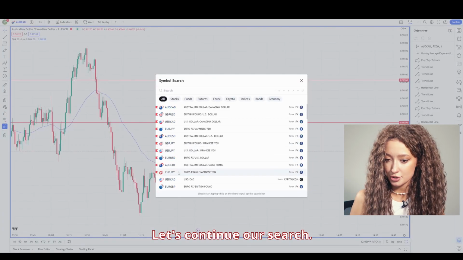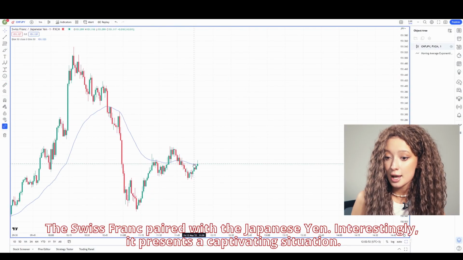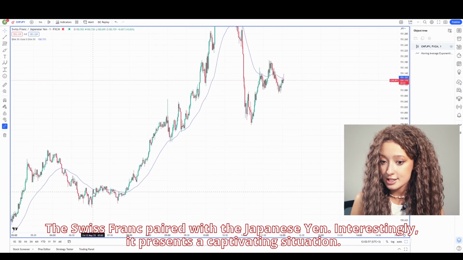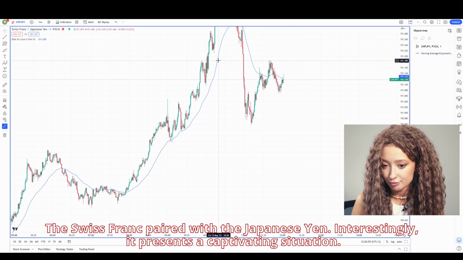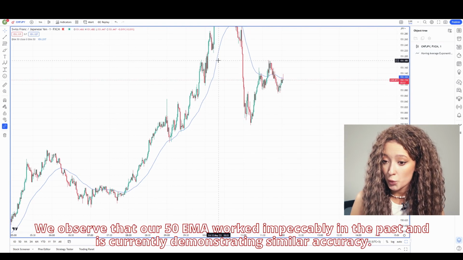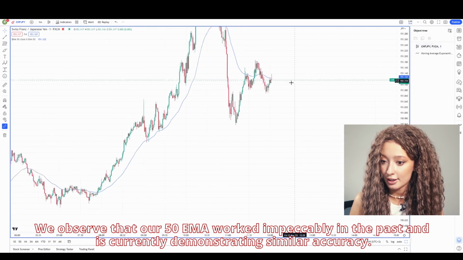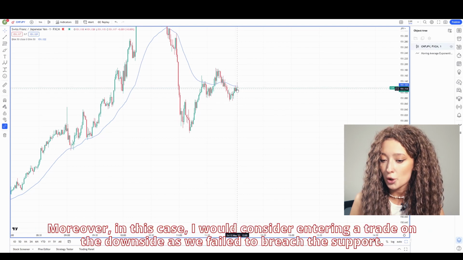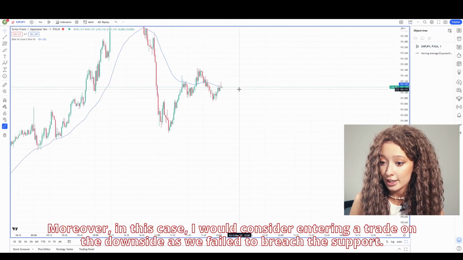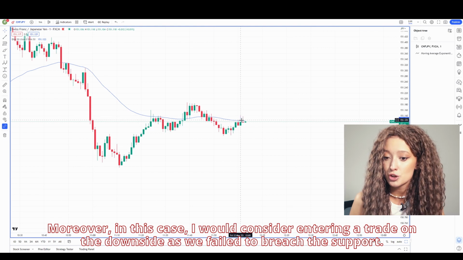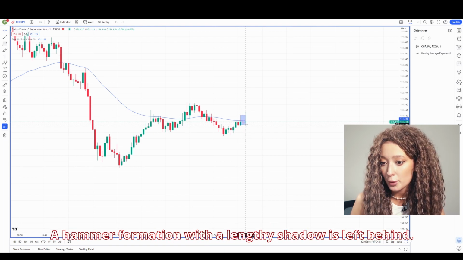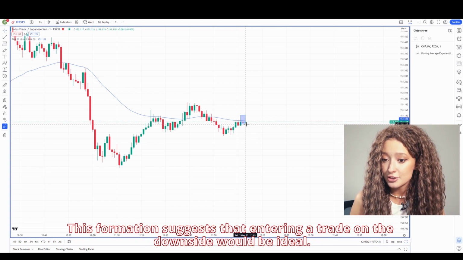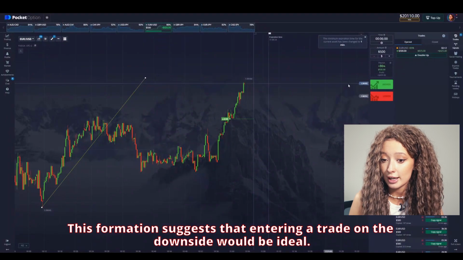Let's continue our search. The Swiss franc paired with the Japanese yen. Interestingly, it presents a captivating situation. We observed that our 50 EMA worked impeccably in the past and is currently demonstrating similar accuracy. Moreover, in this case, I would consider entering a trade on the downside as we failed to reach the support, a hammer formation with a likely shadow left behind. This formation suggests that entering a trade on the downside would be ideal.